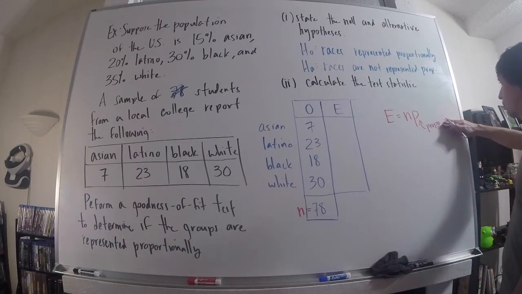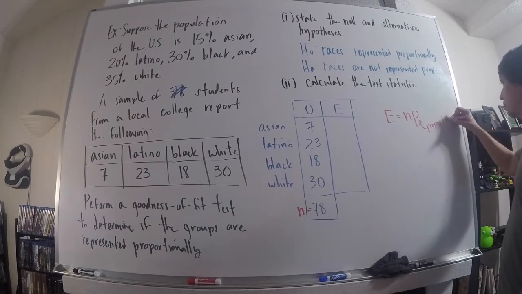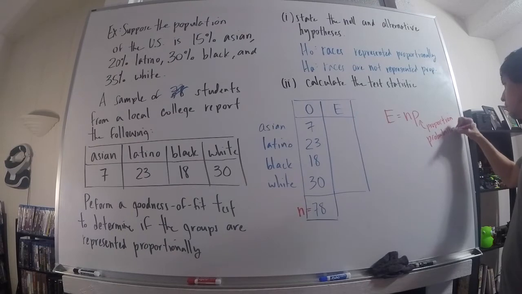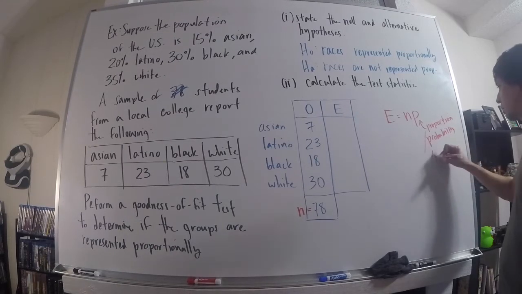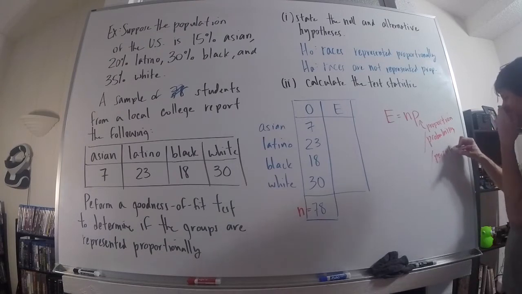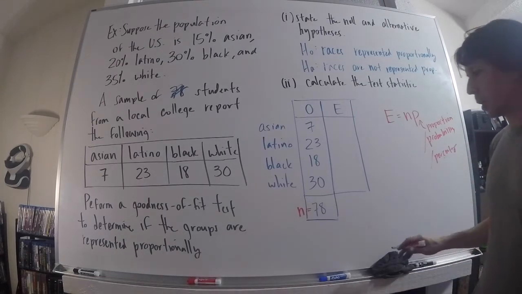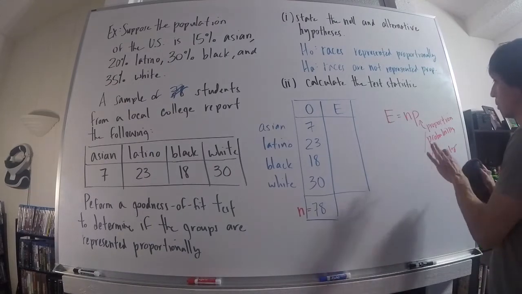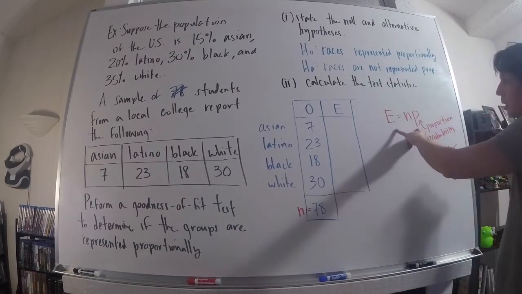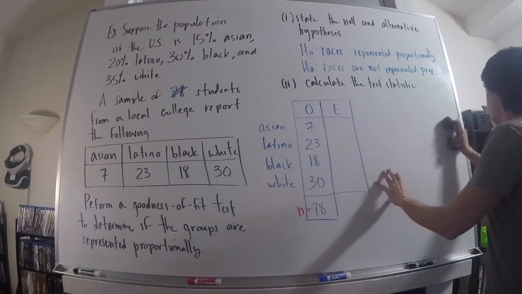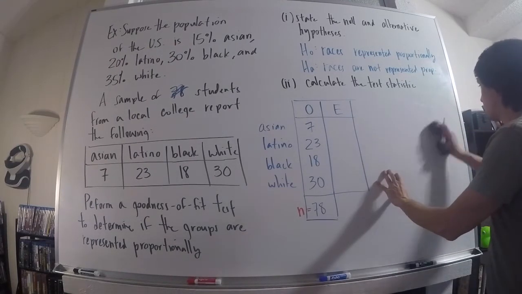What did I just write? Proportion, probability, percentage, any one of those could be thought of as this P. Okay, but anyway, I'm going to erase it right away. I wrote that down earlier, n times p. And I'm going to do it right here. I'm going to start to do it for these categories.